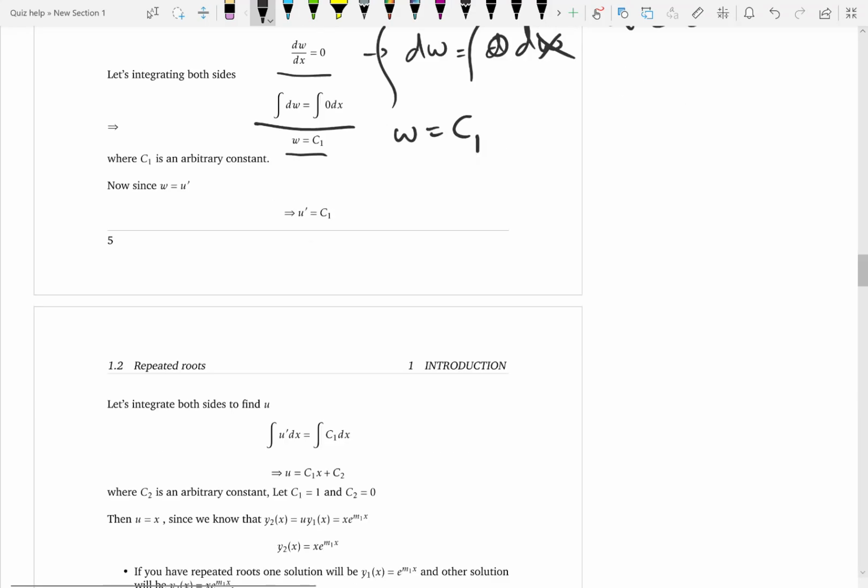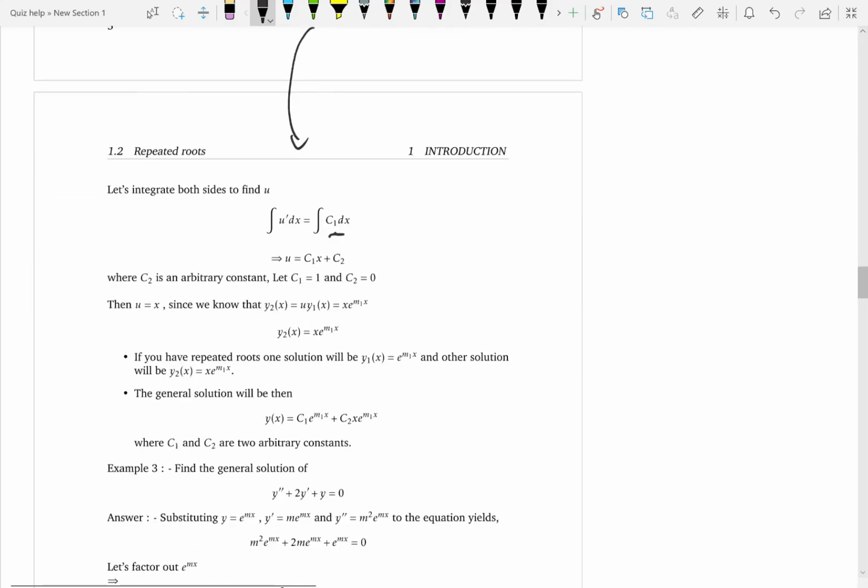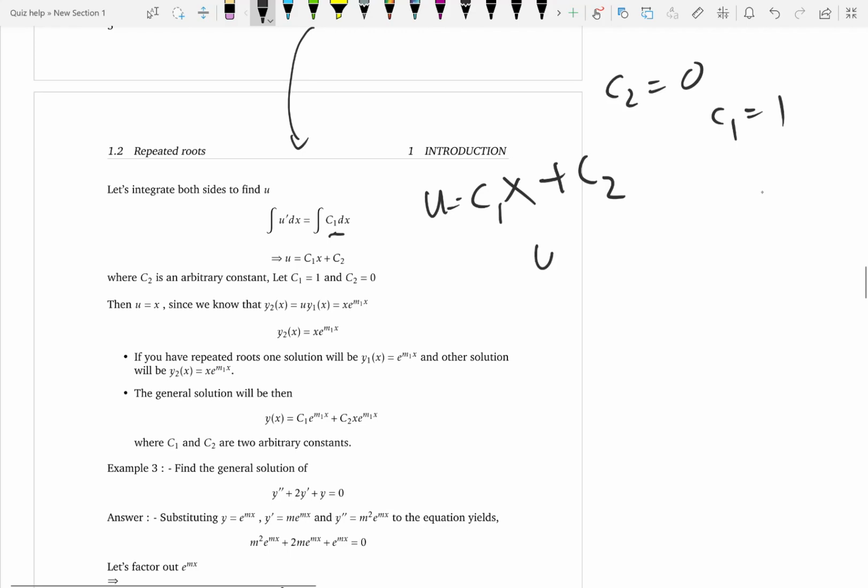Now what did we do? We said w is u prime. So u prime is actually c1. Now we can solve for u by integrating this. If you integrate c1, a constant, you get c1 times x plus another constant c2. Now for simplicity, we can choose our own constants when we do the reduction of order method. So let's choose c2 to be 0 and c1 to be 1. What is u? u is x.